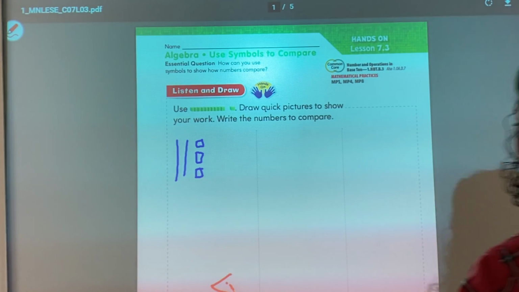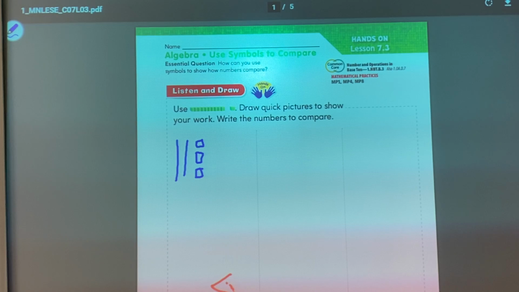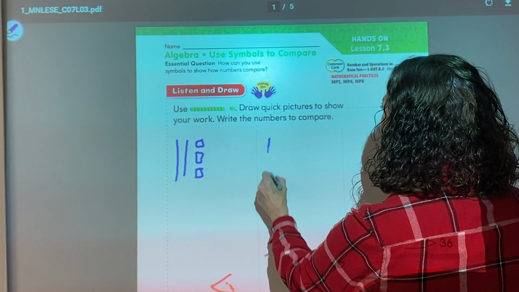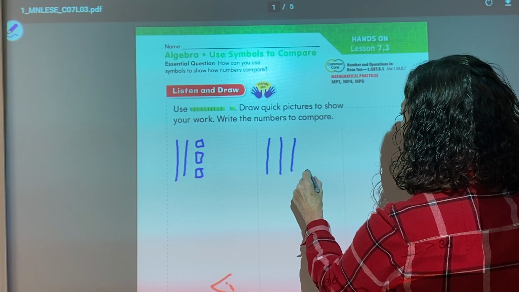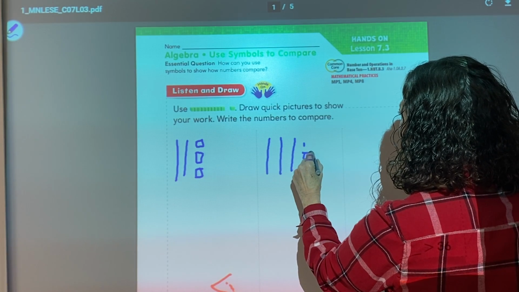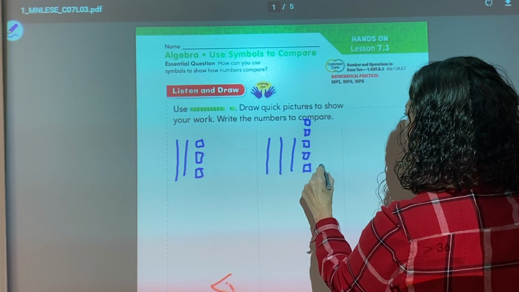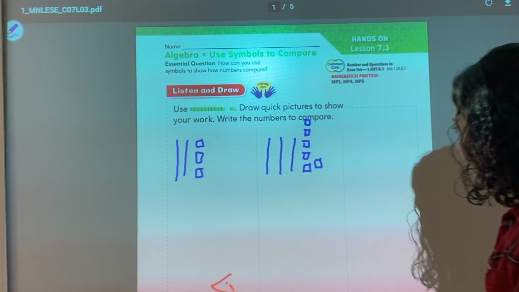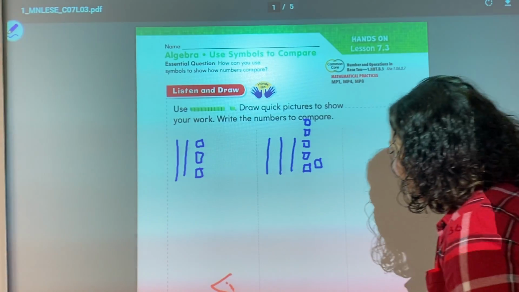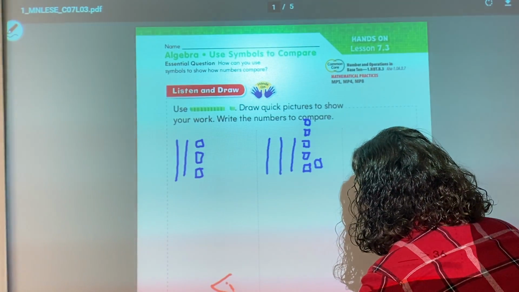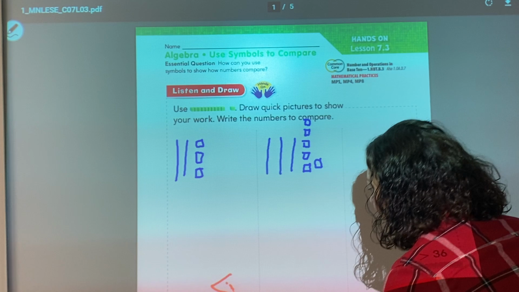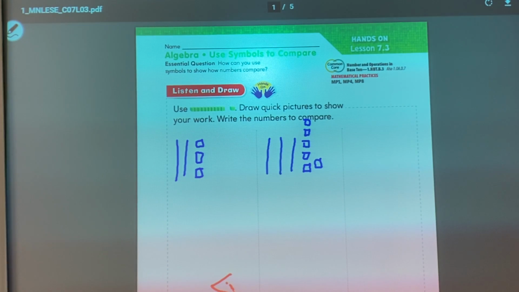Now the next thing they want us to do is to draw a number that is equal to 36. Well, the only number equal to 36 is 36. 1, 2, 3, 4, 5, and 6. So 36 is equal to 36. And see, we've used the equal sign there.